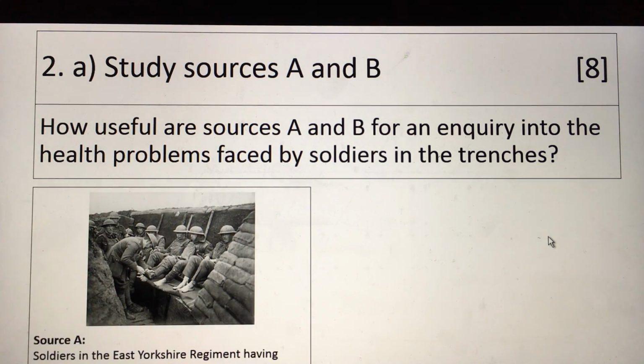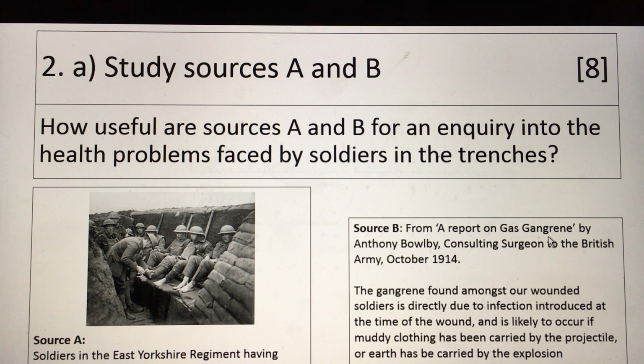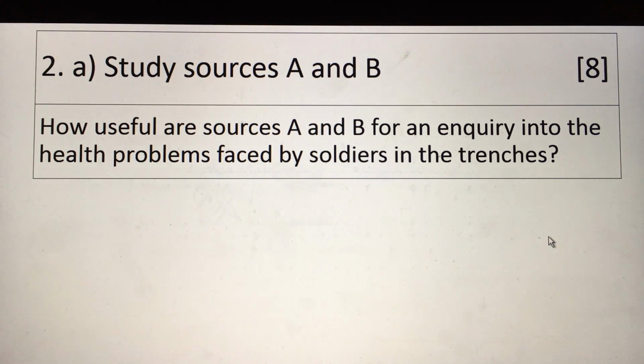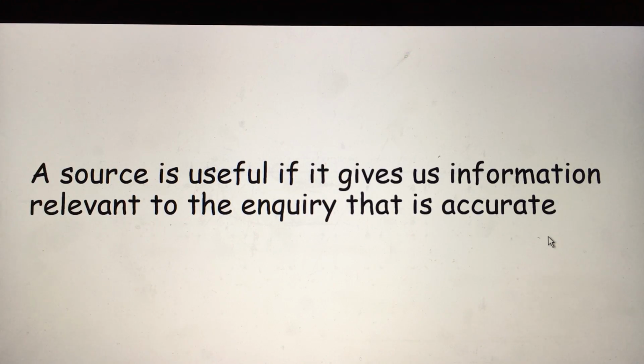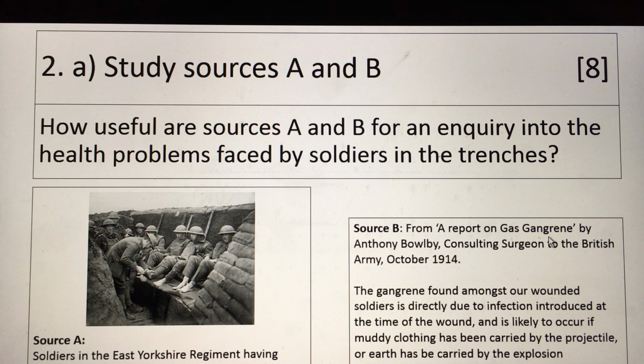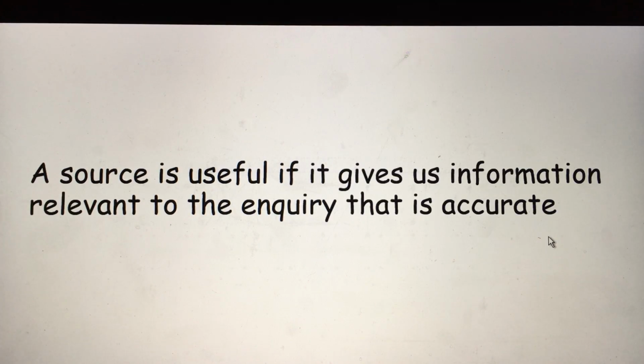Okay, so here is source A. And here is source B. A source is useful, essentially, if it gives us information relevant to our inquiry that is accurate. So if we can pick out some information from these sources that is relevant to our inquiry, health problems faced by soldiers in the trenches, and that information is accurate, then we can say that that source is useful.